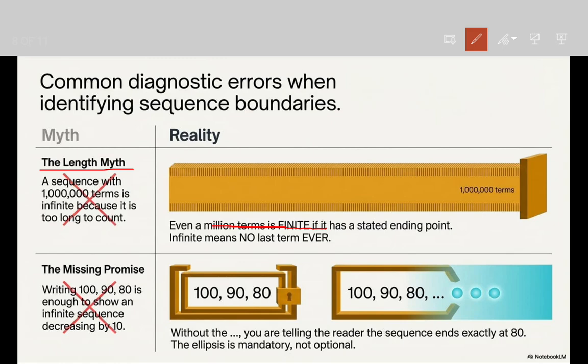Good. And the next misconception is the missing promise. Writing 100, 90, 80 is enough to show an infinite sequence decreasing by 10. Nope. If you write this to show an infinite sequence, no. This is finite. If you want to show infinite, you have to bring in the ellipsis symbol.